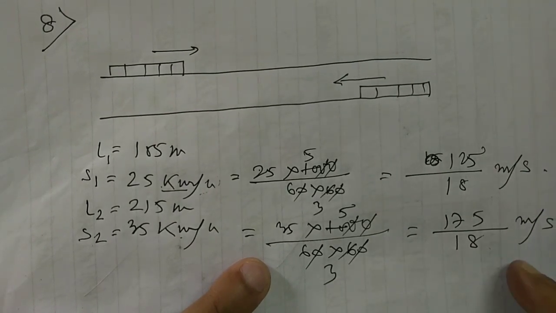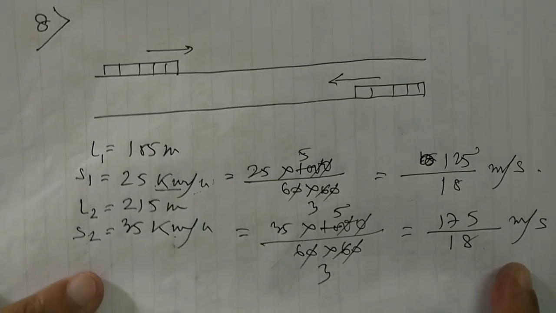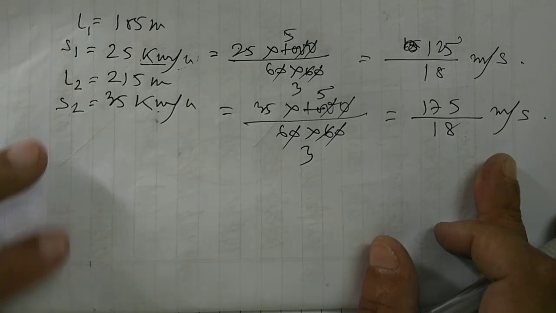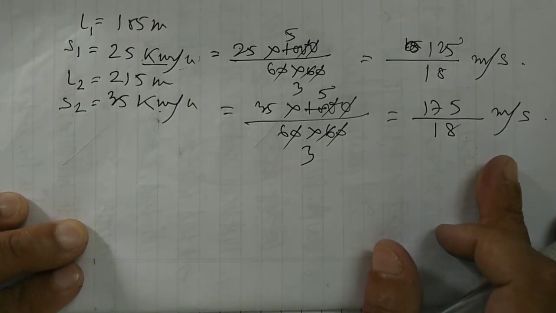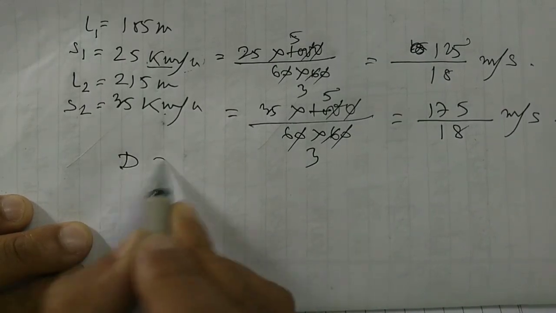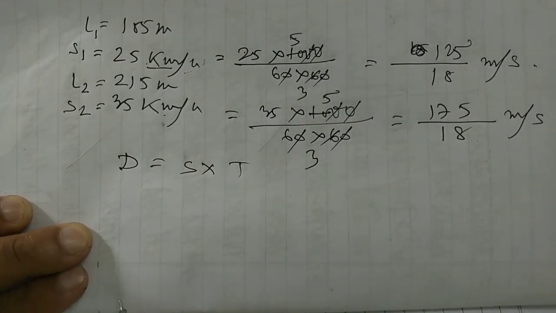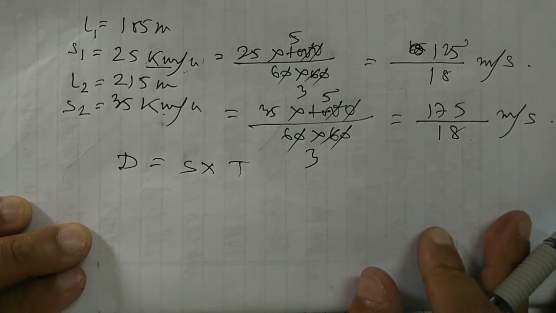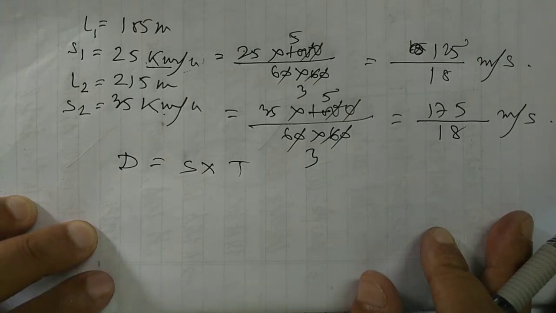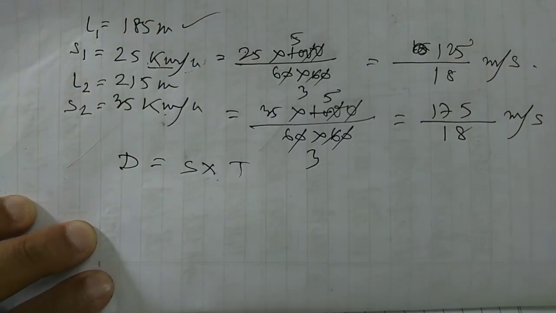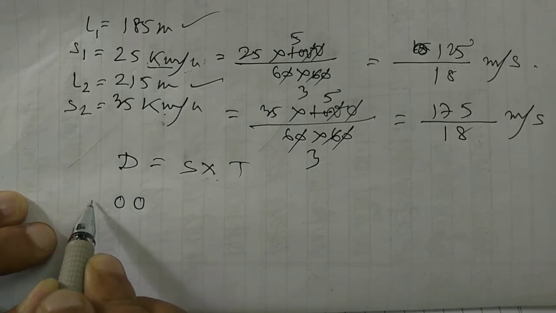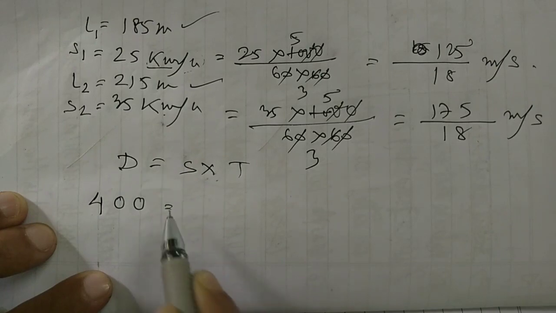Now we are ready with the speeds and the lengths are also there. Now let's read the rest of the question. We have to find the time taken to pass each other. Same formula, distance equals speed into time. What is the distance? Distance means the lengths of the two trains will be added. The first train is 185 and the second train is 215. If you add it, 400.